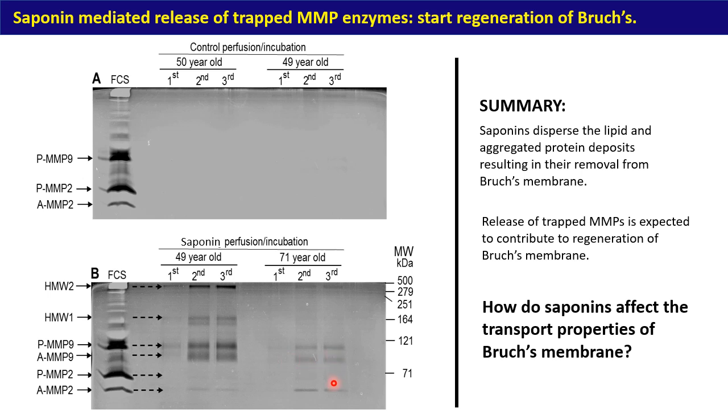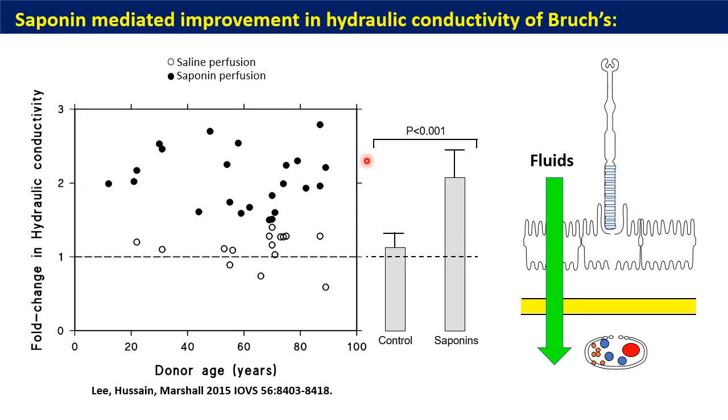Since saponins can remove lipids and aggregated proteins, can they also improve the transport properties of Bruch's membrane? We have examined Bruch's from human donors aged 15 to 91 years, and a single perfusion of saponins doubled the transport capacity of the membrane. Hence, fluids were more easily transported across Bruch's membrane.